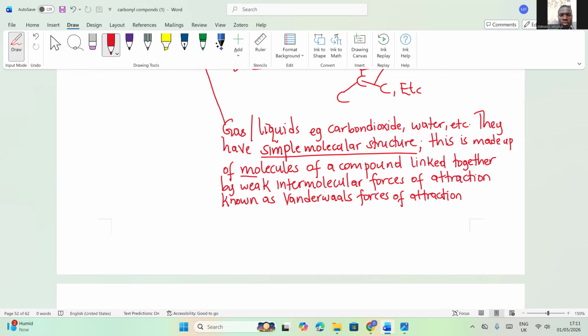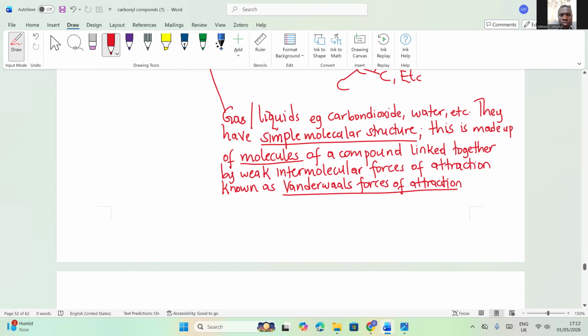We have molecules. It is important to know what are the constituents of each structure. For giant ionic structure, recall from school, you have ions joined together by ionic bonds. For the giant covalent, we have atoms joined together by strong covalent bonds. Simple molecular, we have molecules linked together by weak intermolecular forces of attraction, known as van der Waals forces of attraction.